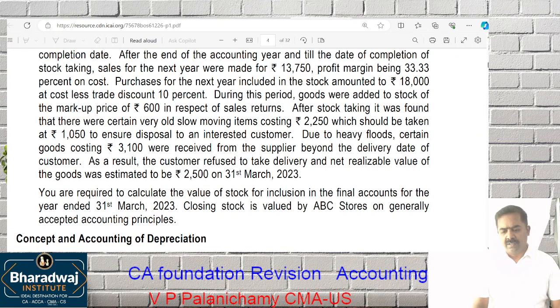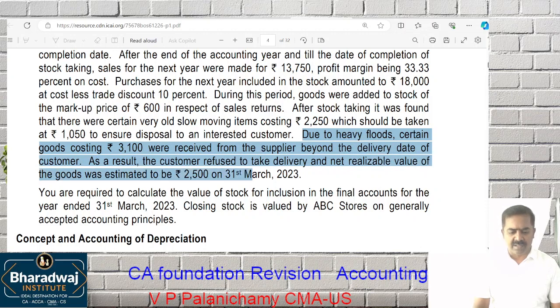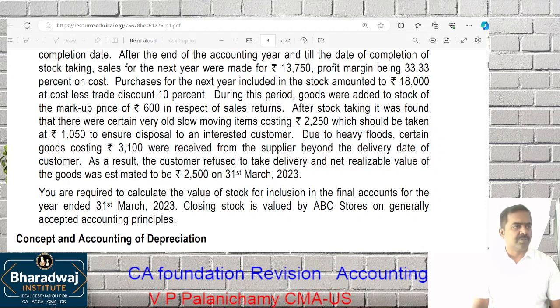Next, look. Due to heavy floods, certain goods costing 3100 were received from the supplier beyond the delivery date of the customer. As a result, the customer refused to take the delivery. Net realizable value of the stock is only what? 2500. Read this, understand it, then we'll solve.